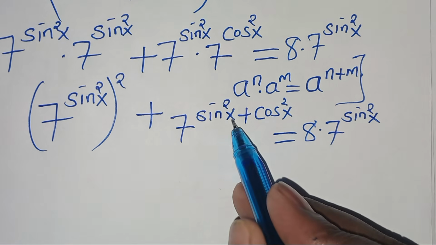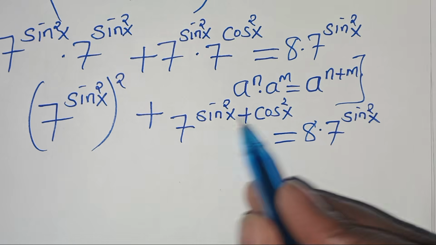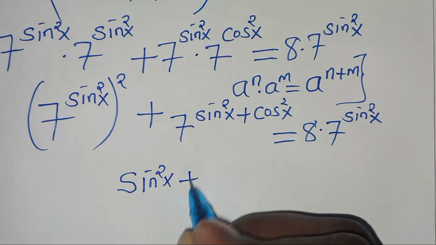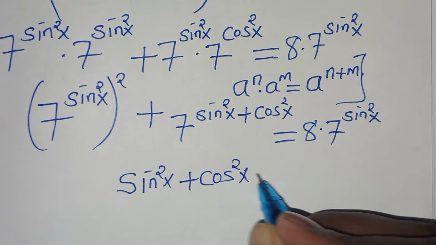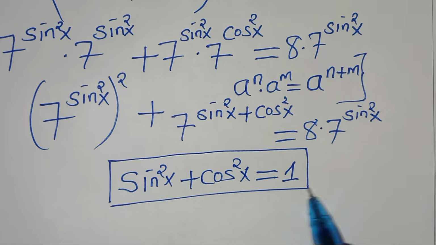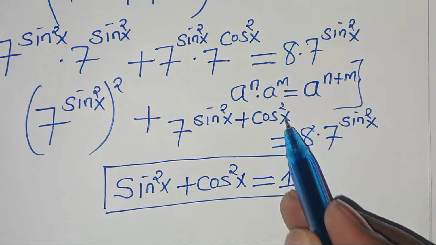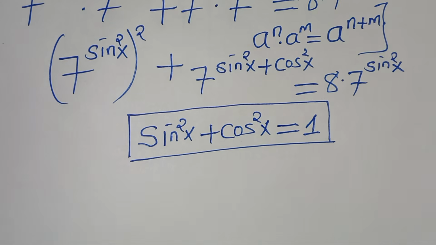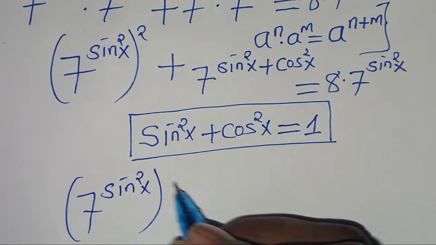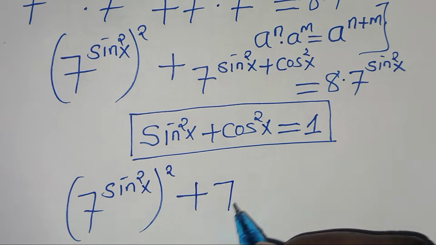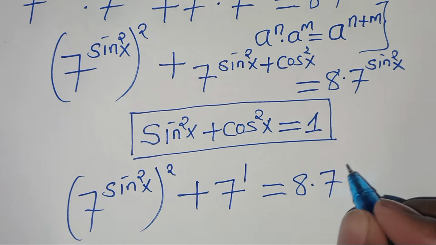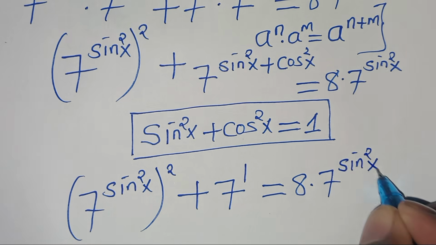We have that sine squared x plus cos squared x. This is actually a trigonometric identity. Sine squared x plus cos squared x is equal to 1. So let's substitute sine squared x plus cos squared x with 1, so that now we have 7 raised to the power of sine squared x, raised to the power of 2, then plus 7 raised to the power of 1. This is equal to 8 times 7 raised to the power of sine squared x.